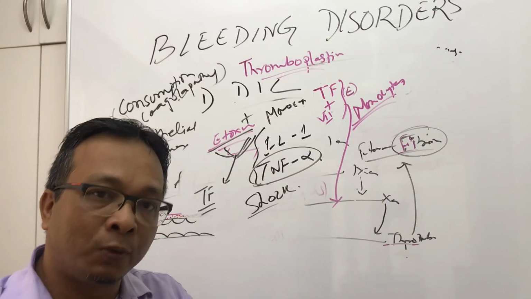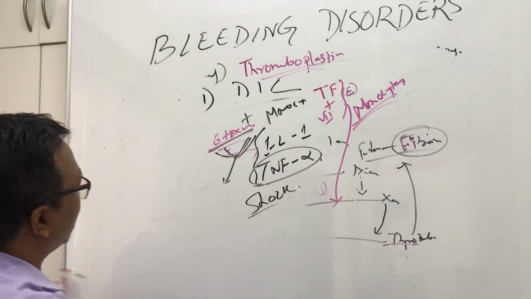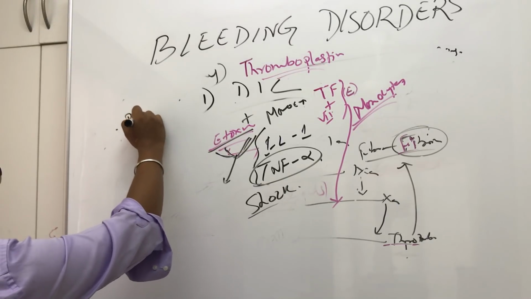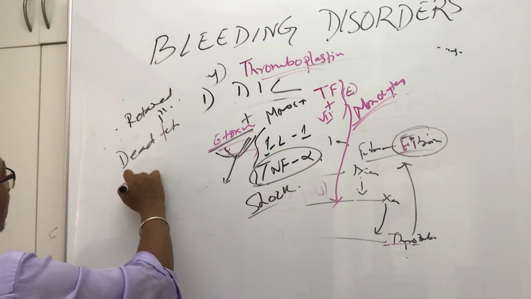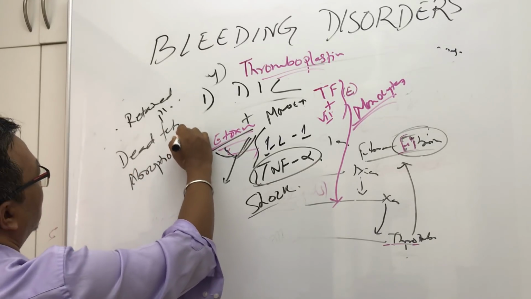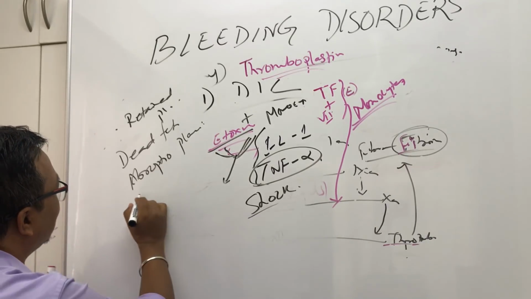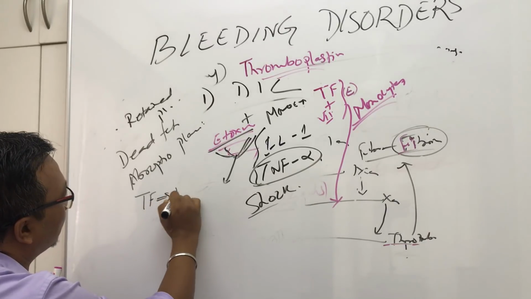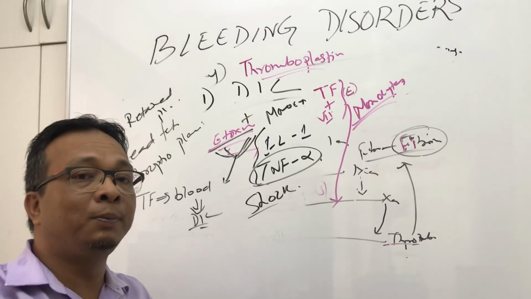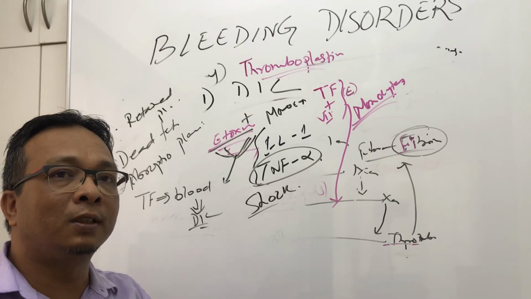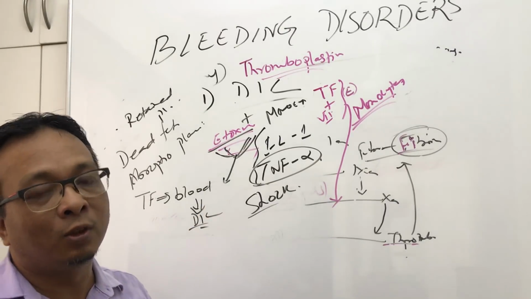But if the DIC is because of obstetric complications, what obstetric complications are we talking about? Retained placenta, dead fetus, abruptio placenta. Here, tissue factors escape into the blood and cause DIC. So in DIC because of obstetric complications, it's not that there is endothelial damage. It's the escaping of tissue factor into the blood that causes DIC.